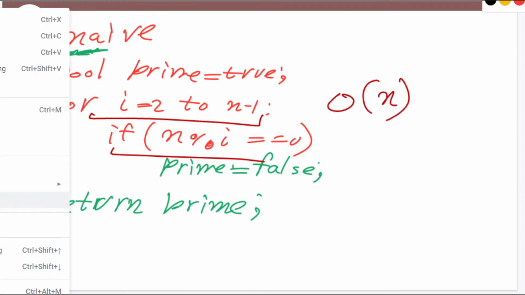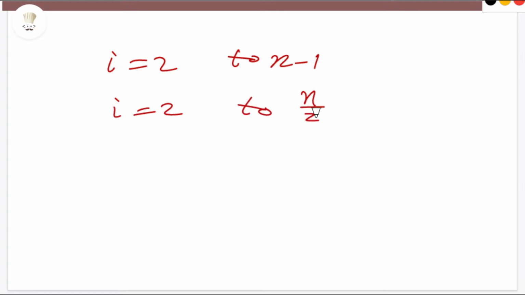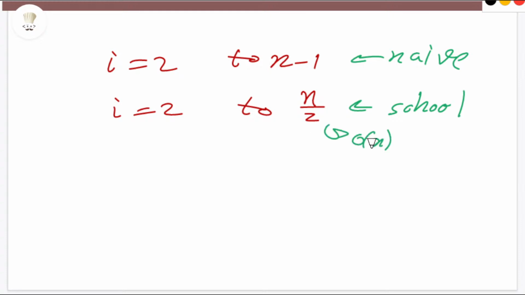Simple. Can there be an improvement done? You might have learned in your elementary school to find if a number n is prime. Instead of checking from i equal to 2 to n minus 1, you can check from i equal to 2 to n by 2. That would reduce the number of checks you have to do by a factor of 2. This is the school method, as I like to call it, because I remember I was explicitly taught this in school. But this is still very, very slow. This is still big O of n. There is no improvement to be done here.